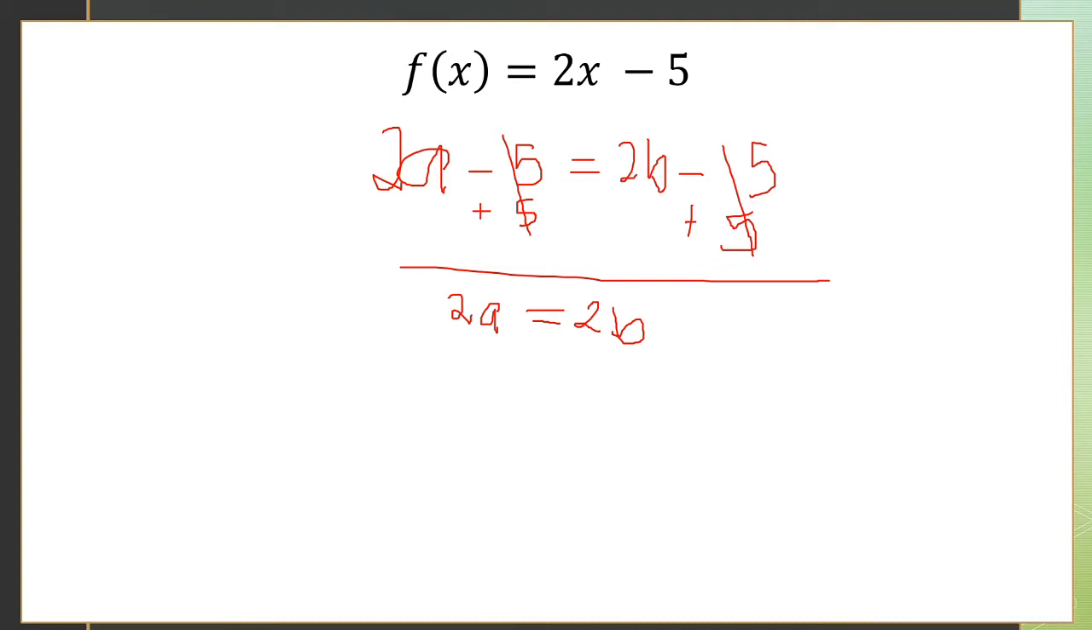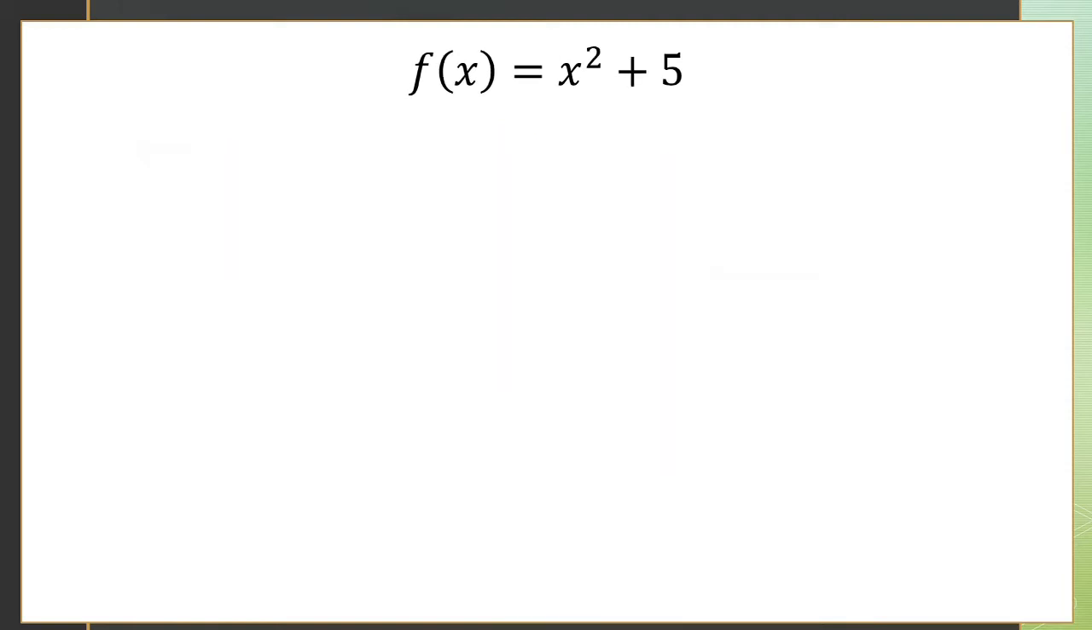And then para matira yung a is equal to b, and then para masatisfy natin na meron tayong a is equal to b, na kung saan masasabi natin siyang 1-to-1, we're just going to divide both sides by 2. And then cancel out natin yung 2, at natira is a is equal to b. So therefore, we can conclude that f of x is equal to 2x minus 5 is a 1-to-1 function. So this is a 1-to-1 function. Next example.